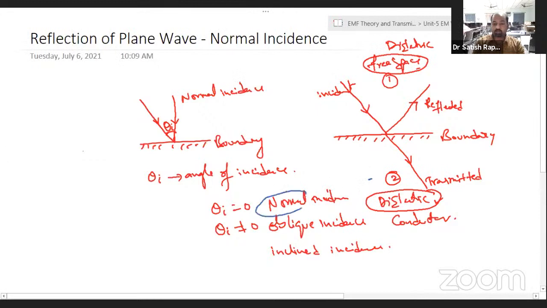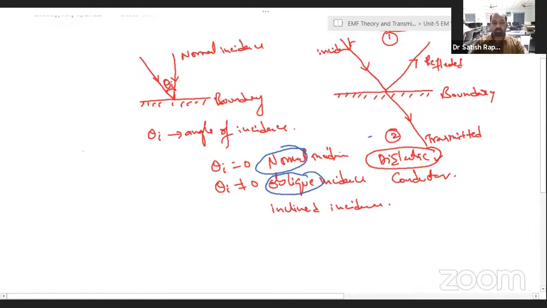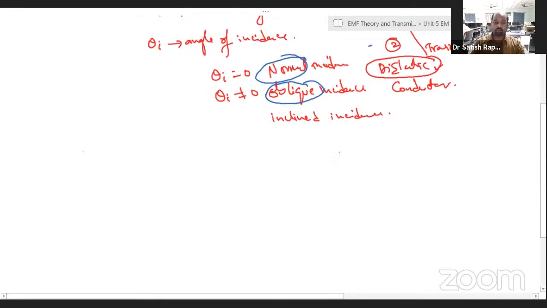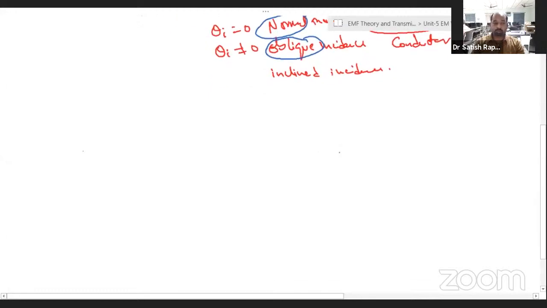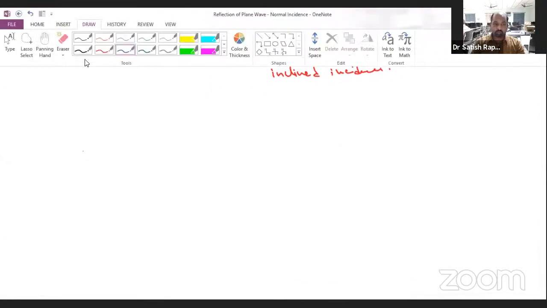So this is normal incidence and this is oblique incidence, right? And we are going to discuss how an EM wave behaves when it is incident normally, and how it behaves when it is incident obliquely. Those are the two very important topics which we are going to discuss now.